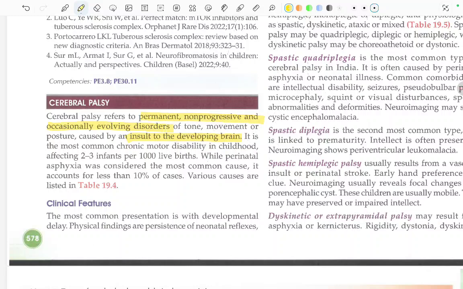Okay, and it is a disorder of what? Disorder of tone, movement or posture. So there is an insult to the developing brain which leads to a permanent, non-progressive and occasionally evolving disorder of tone, movement or posture. It is the most common chronic motor disability in childhood, affecting 2 to 3 infants per 1000 live births. While perinatal asphyxia was considered the most common cause, it accounts for less than 10% of the cases. Various causes are listed in the table that we will read about.